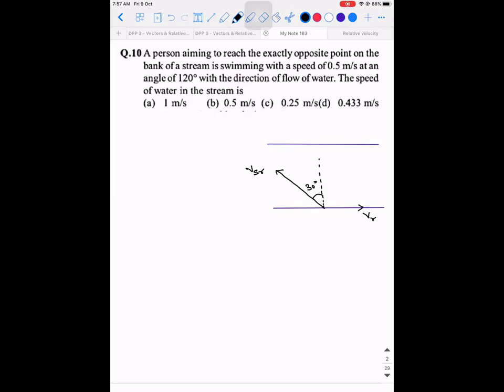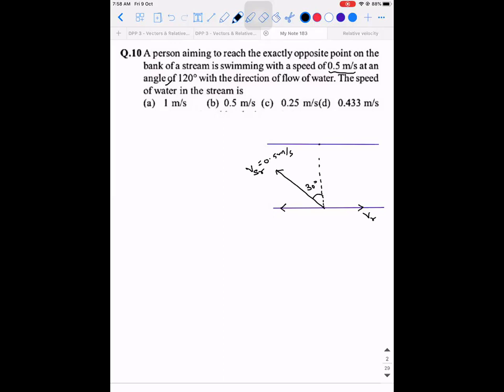Sir, are they asking for VR? Yeah, speed of water. VR is what they asked. So what have they given? Swimming with a speed of 0.5 meter per second. Is that the velocity of swimmer with respect to river, or the absolute velocity of the swimmer? It is VSR. So VSR is 0.5 meter per second. And they have told an important point: he is exactly reaching the opposite end.